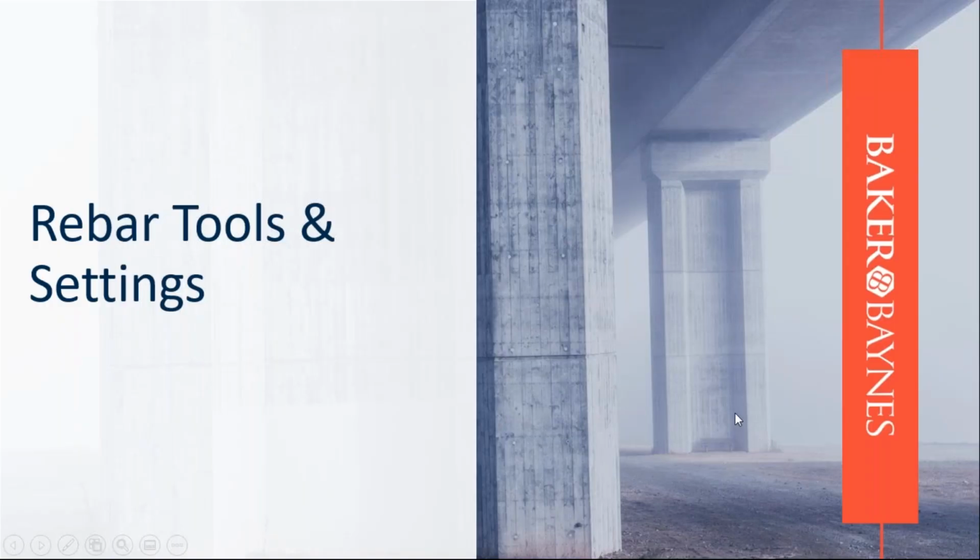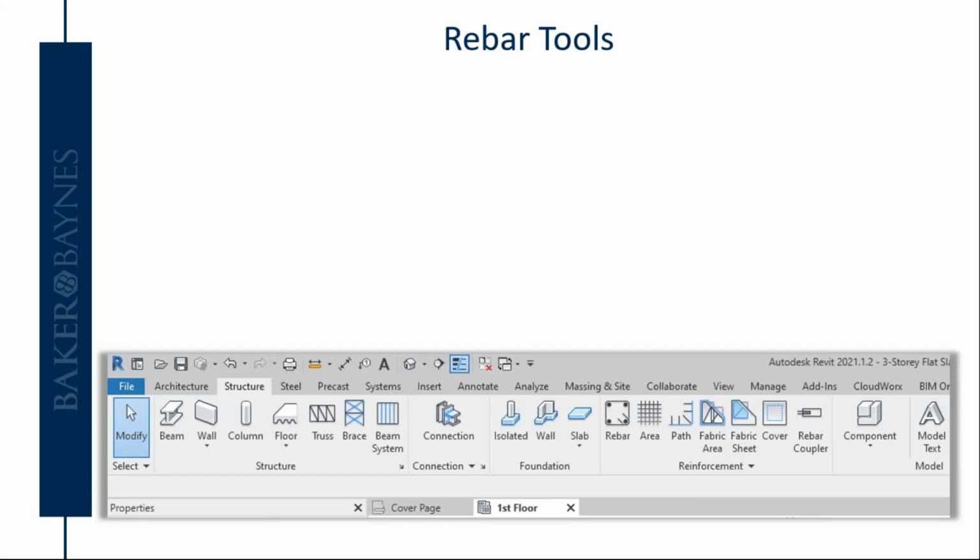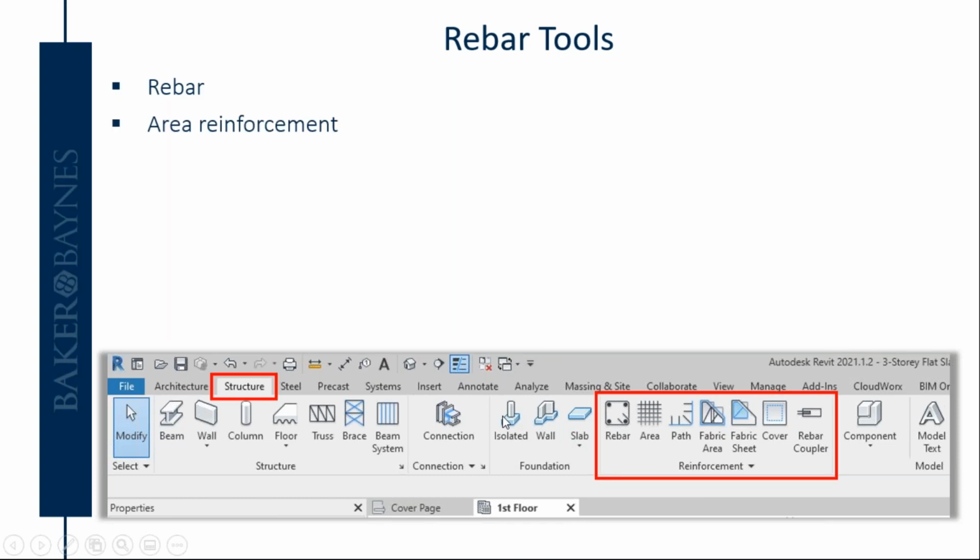Okay, so coming back to our actual project now, starting to detail a beam, I want to just talk through some of the tools and the settings that are available just before placing any bars in the beam itself. So on the structure tab, you'll see that there is a reinforcement panel. And in this reinforcement panel, the tools that are available is the rebar in just a normal element.